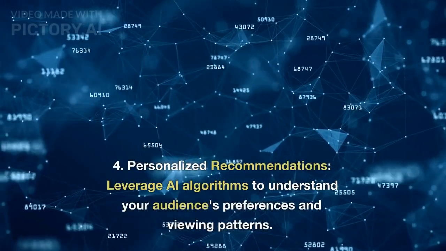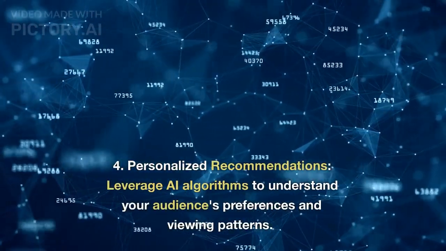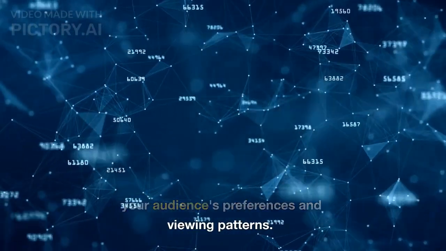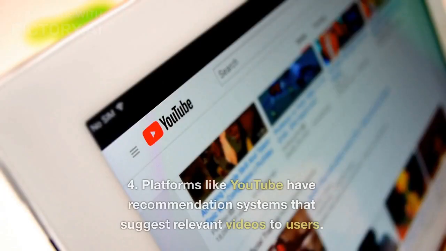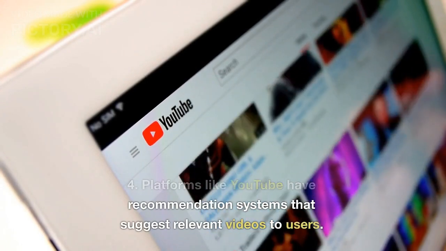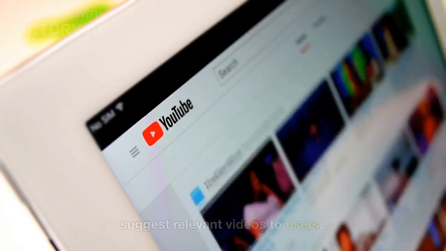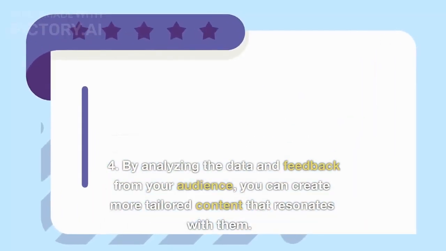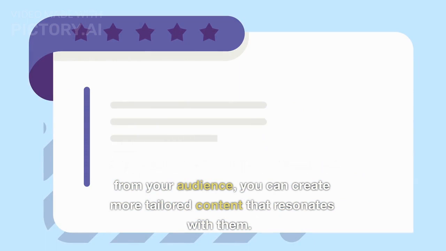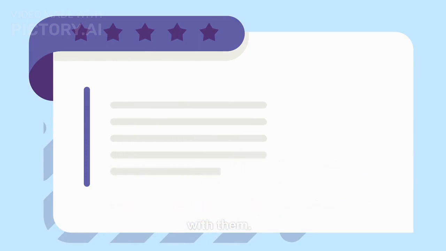4. Personalized recommendations. Leverage AI algorithms to understand your audience's preferences and viewing patterns. Platforms like YouTube have recommendation systems that suggest relevant videos to users. By analyzing the data and feedback from your audience, you can create more tailored content that resonates with them.